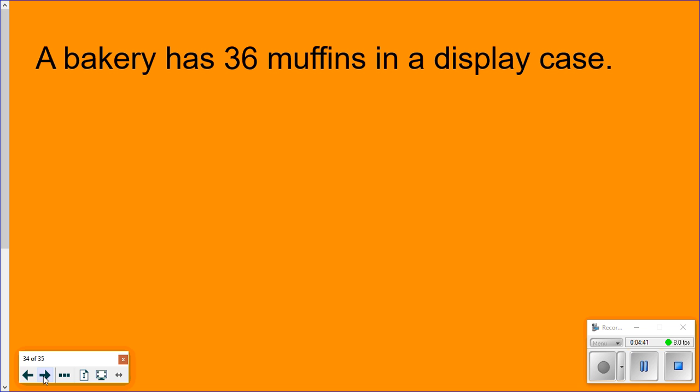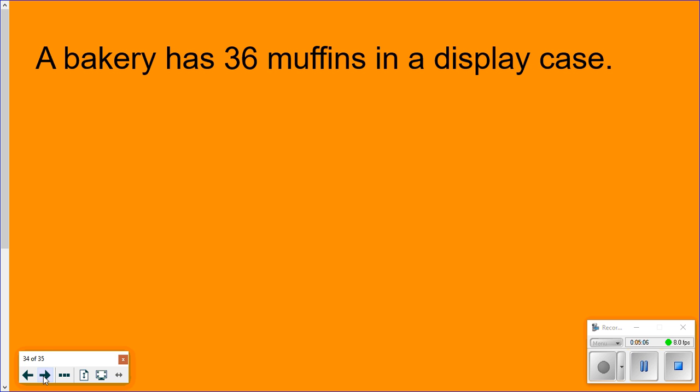A bakery has 36 muffins in a display case. Can you imagine that? Let me tell you how much I love a bakery. Mostly because bakeries usually always serve coffee, and I think we know how I feel about coffee. So I love a good bakery snack. So I go into the bakery and they've got 36 muffins.